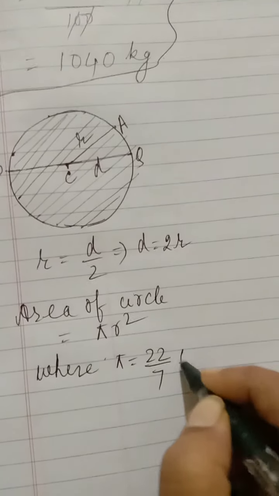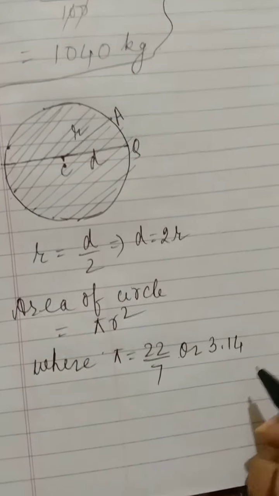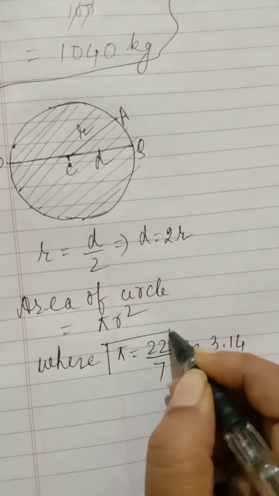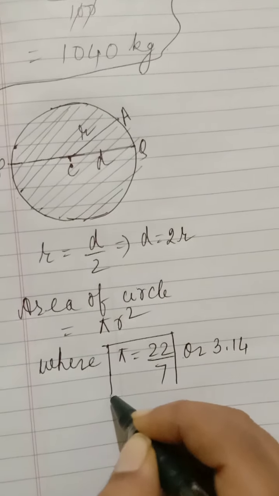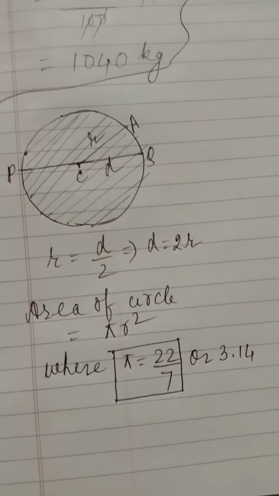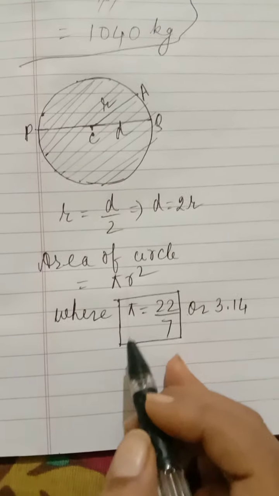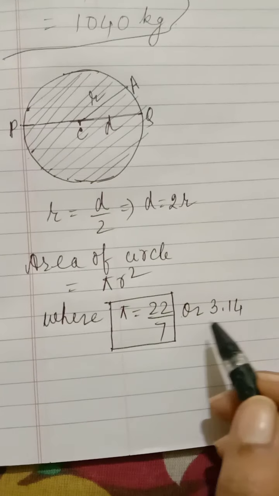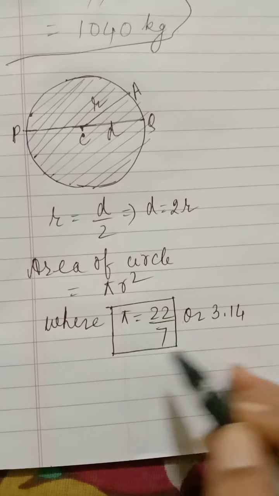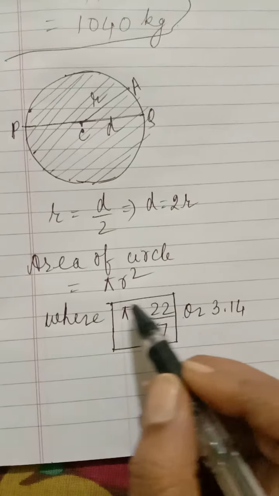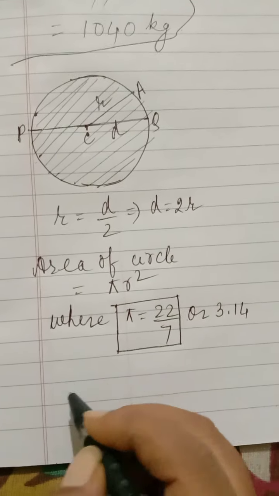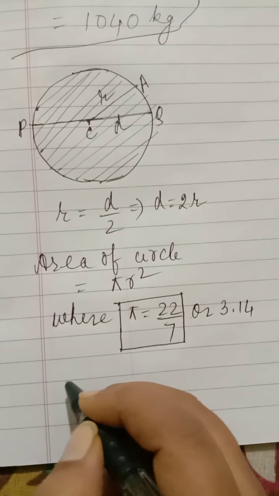22/7 or 3.14. So we have to take the value of pi always as 22/7 until it is specified. If in a particular question it is specified, take pi equals 3.14 or 3.141, then we will put that value of pi. Otherwise we have to take the value of pi as 22/7.